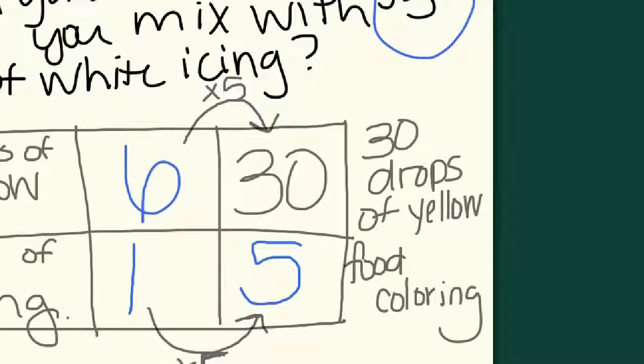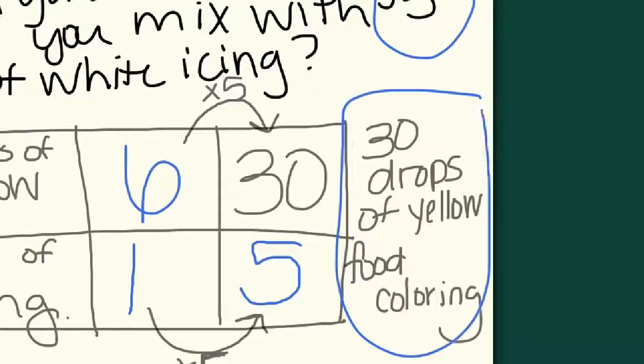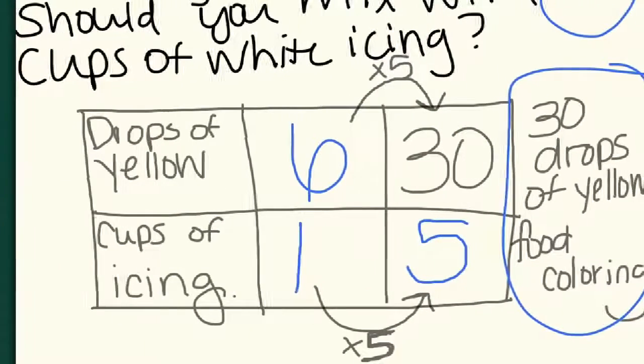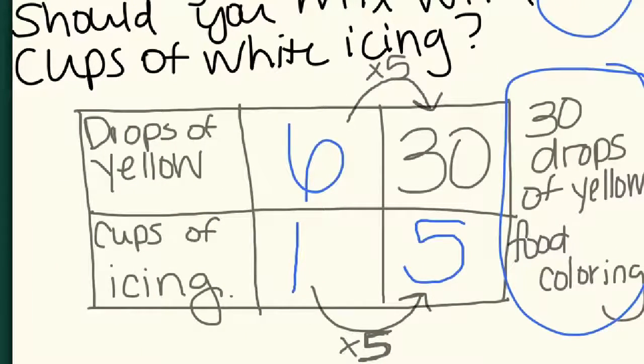Okay, and I'll just box that out a little bit so you guys can see that. Alright, and again, to get from 1 cup of icing to 5, we multiplied 1 times 5. So then if I get to 6 yellow drops, I have to figure out how much I need. So I multiplied 6 by 5, and that's where I got my 30. Okay, so that's an example of a table and also using equivalent ratios.